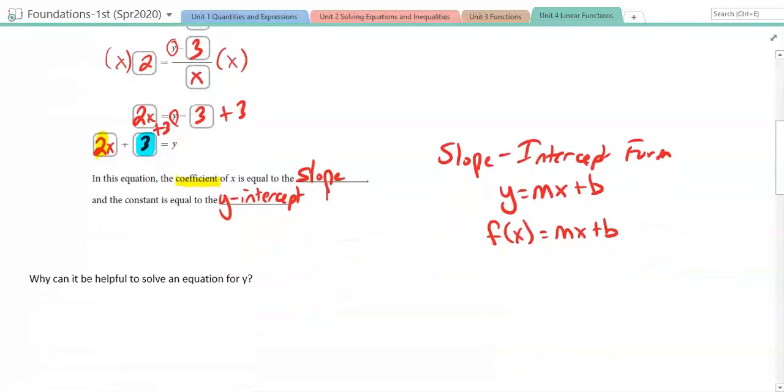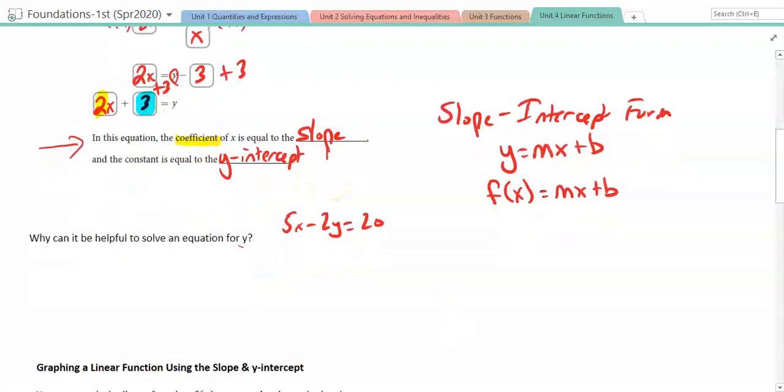Okay? So why can it be helpful to solve an equation for y? So let's say I was given something in standard form like 5x minus 2y is equal to 20, right? Why might it be useful to solve this for y? Well, I'll go back to the statement we had here, right? When we solve this for y, the coefficient of the x is the what? The slope. And the constant is the what? The y-intercept. And so why can it be helpful to solve for y?